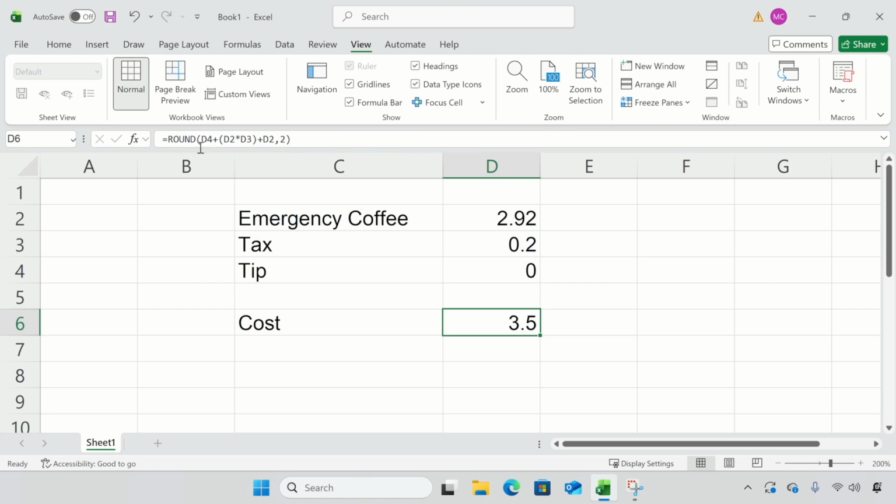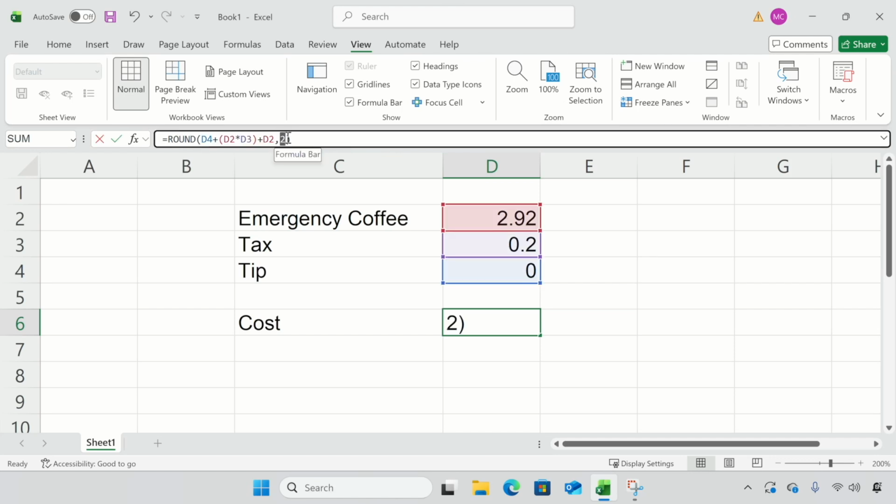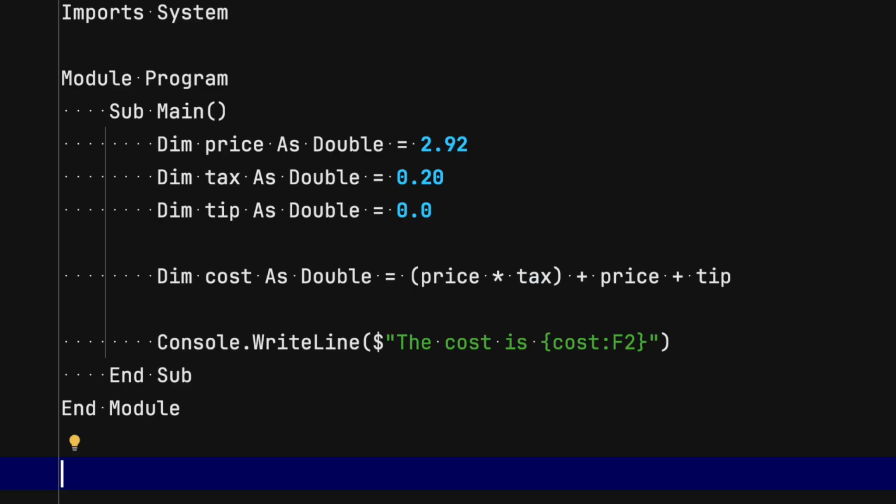We round to 2 decimals, add the tip, add the tax, add the base price. A perfectly simple expression. And yes, I know you could write this in Visual Basic as something like dim cost as decimal equals price times tax plus tip plus price. Readable, predictable, and refreshingly honest about what it's doing.